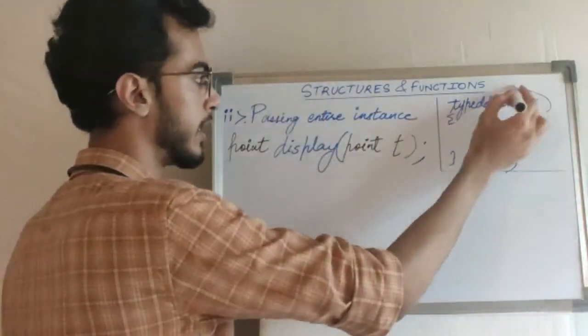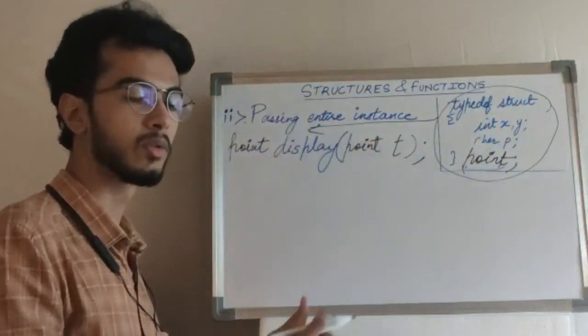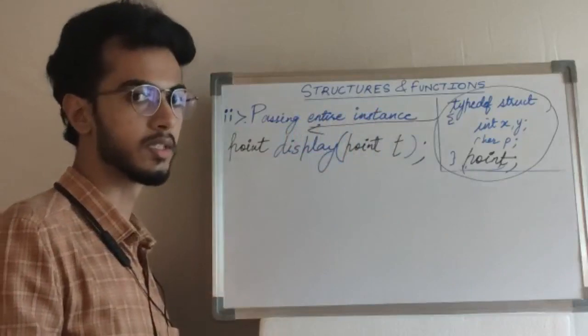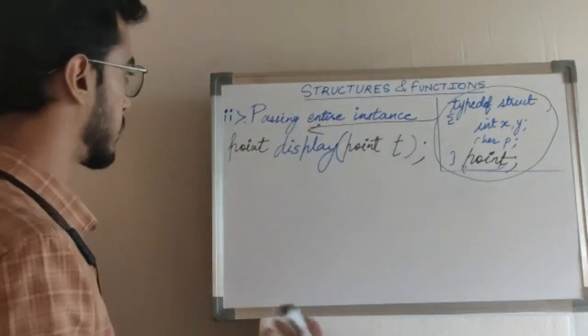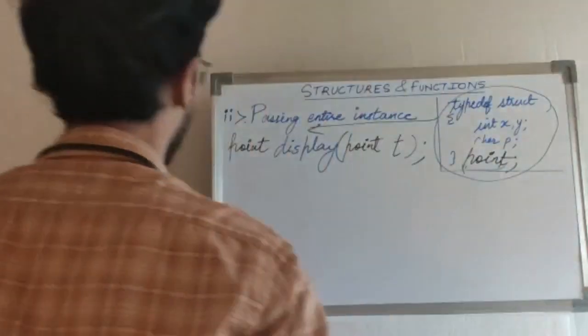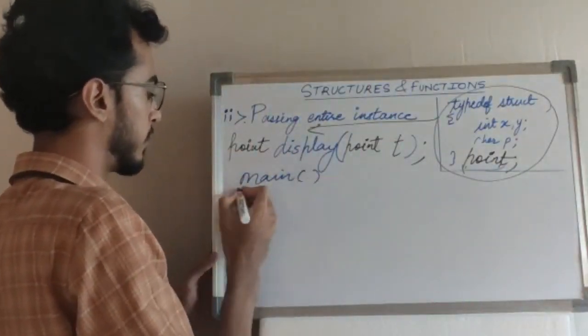So I have declared it. Remember that this complete definition of the structure has to be written globally. So this definition is not a part of any program. It has to be written outside all the functions, which is global. So the next thing is I will write down the main. So let's write the main function.